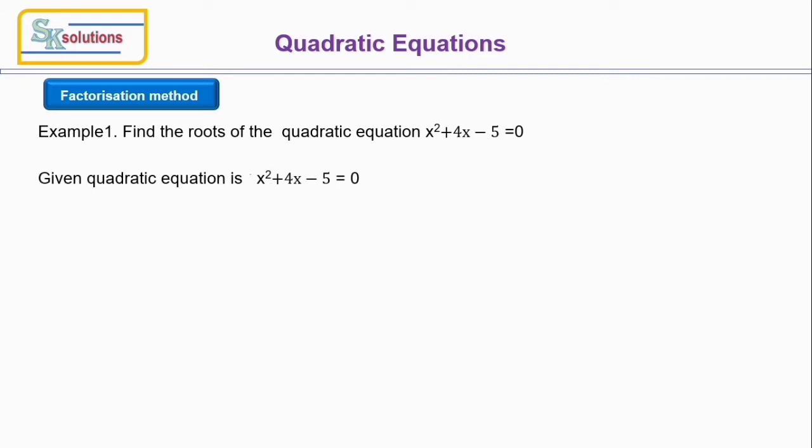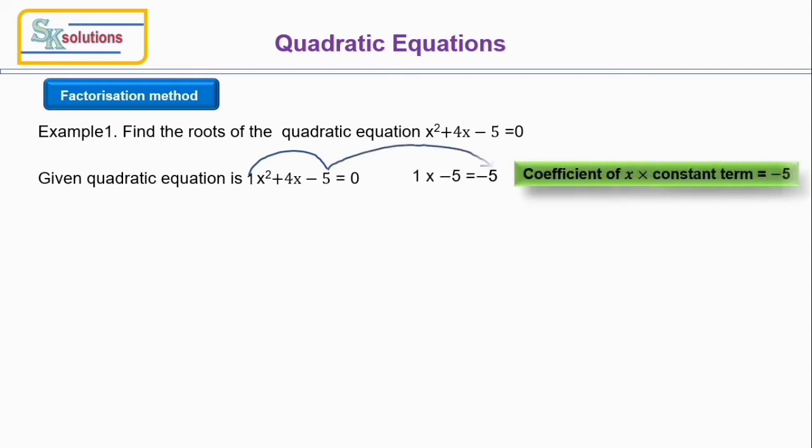The given quadratic equation is x² + 4x − 5 = 0. So what is the coefficient of x² here? There is no coefficient written here, but you know if there is nothing written, then the coefficient of x² is 1. Yes, but we usually don't write the coefficient of x² as 1. So what we do here is we multiply this 1 with the constant term −5. We will get −5. So the coefficient of x² multiplied by the constant term gives us −5.